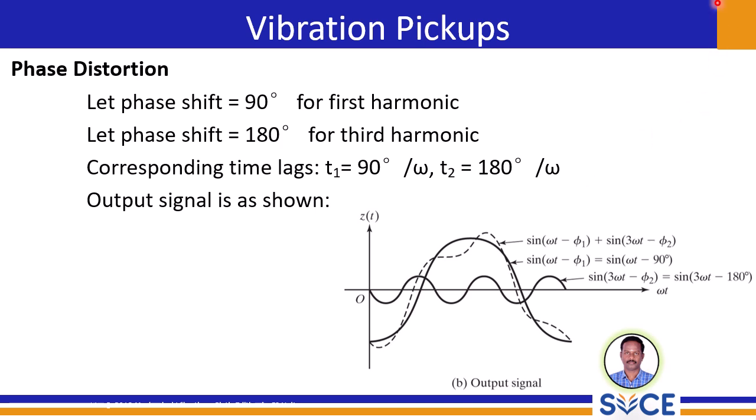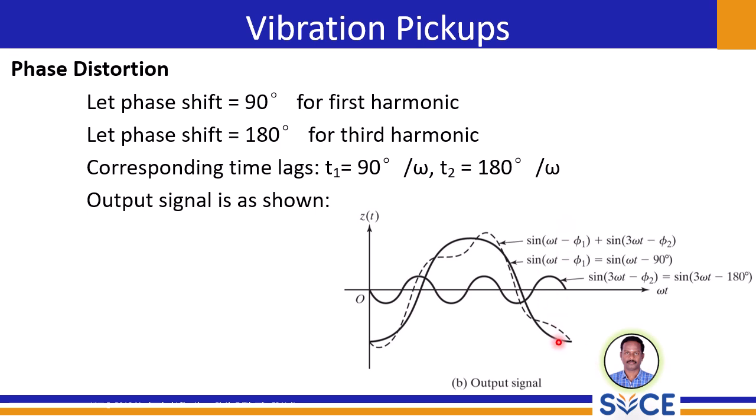Notice that the time lags are different for the two components because of the different frequencies and phase shifts. Now you can see the output signal z of t. The dashed line is the output signal of these two components. Initially the first one represents sin omega t, the original one. Then there is a phase shift, so it is omega t minus 90. Then the third one is omega t minus 180 degrees. The solid lines represent the individual signals, and the dashed line represents the output signal.